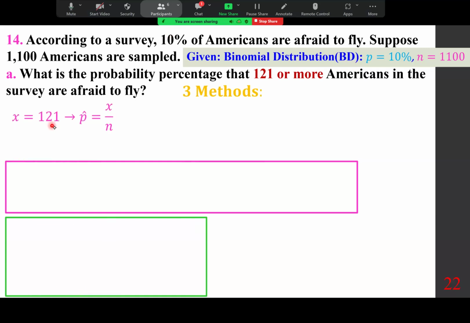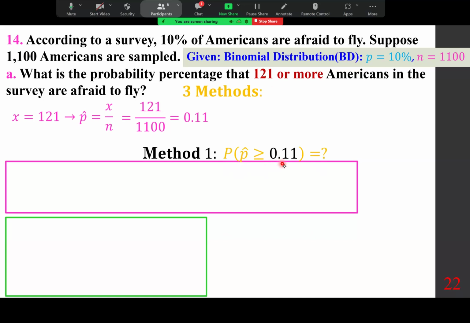First, X is 121, right? What is the probability that 121 or more? P hat is X over N, which is 121 over 1,100, or 0.11. So we want the probability of a p hat larger than or equal to 0.11. 121 or more corresponds to probability of p hat larger than or equal to 0.11.